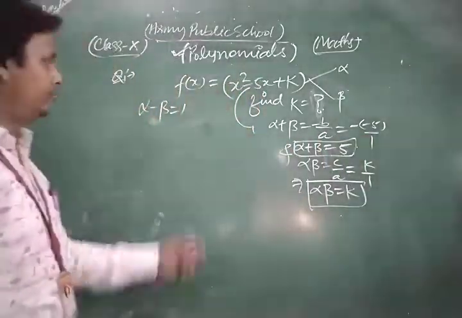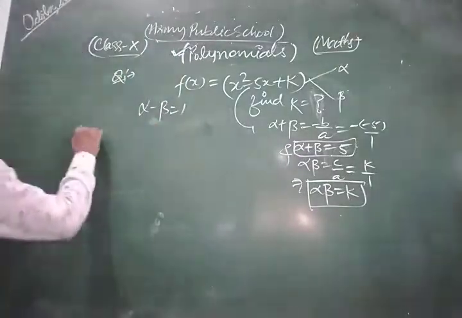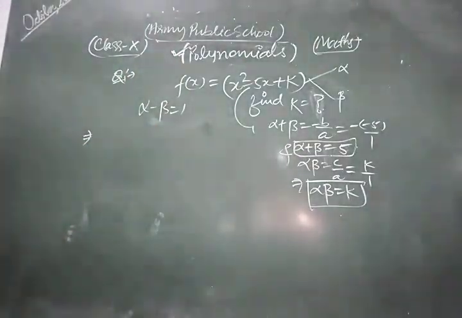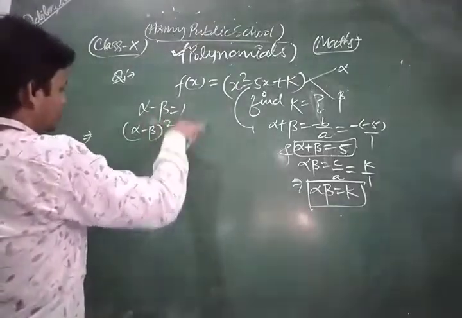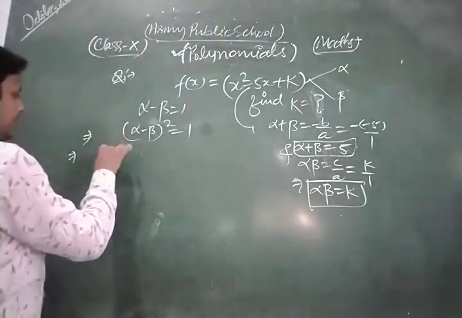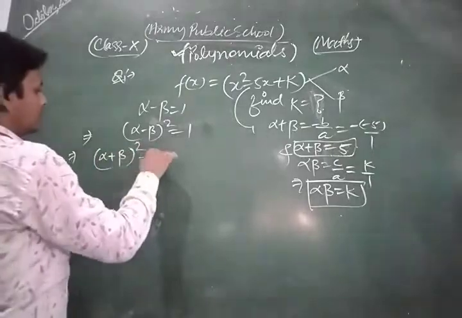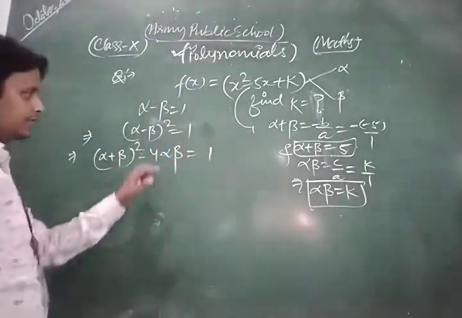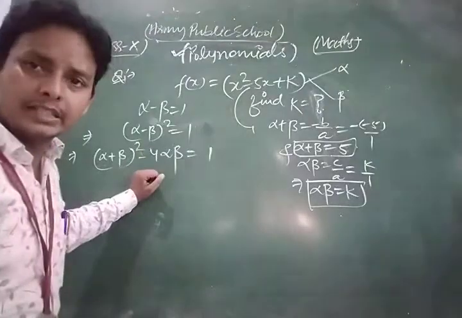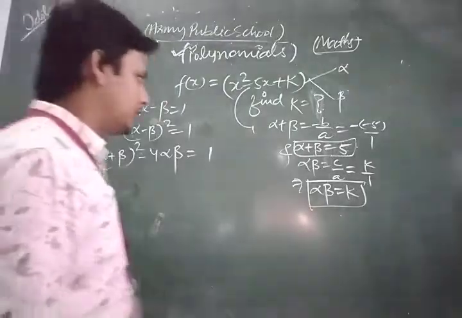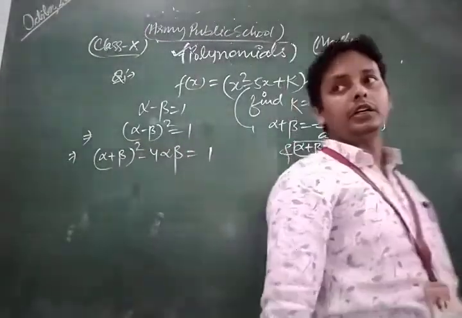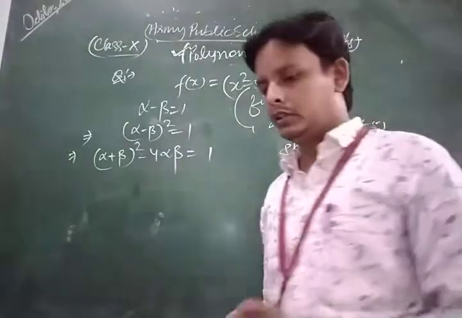Now we find the value of alpha minus beta. We can write alpha minus beta whole square is equal to 1, or we can write it as alpha plus beta whole square minus 4 alpha beta is equal to 1. This comes by using the algebraic identity. Now here we put the values of alpha plus beta and alpha into beta and simplify them.